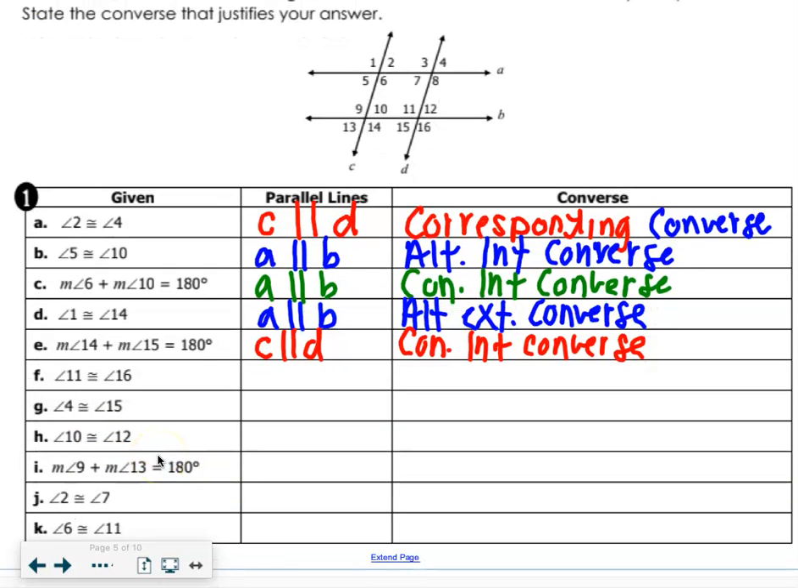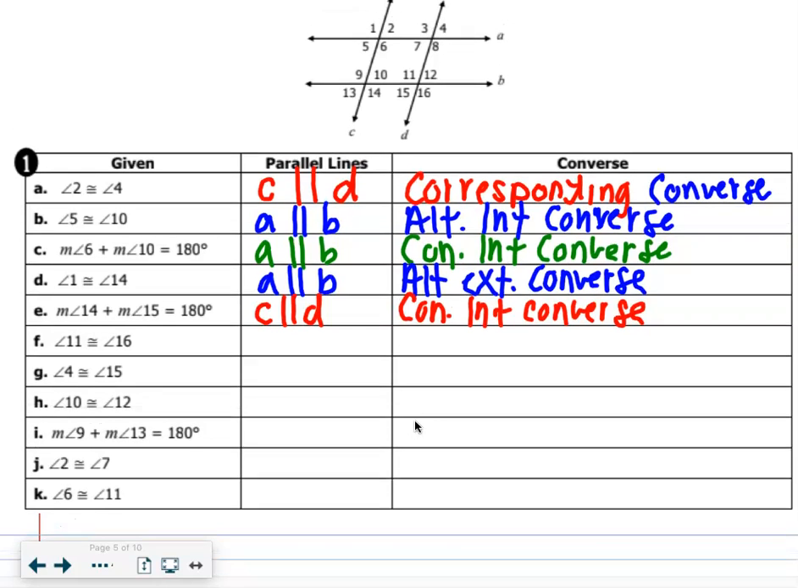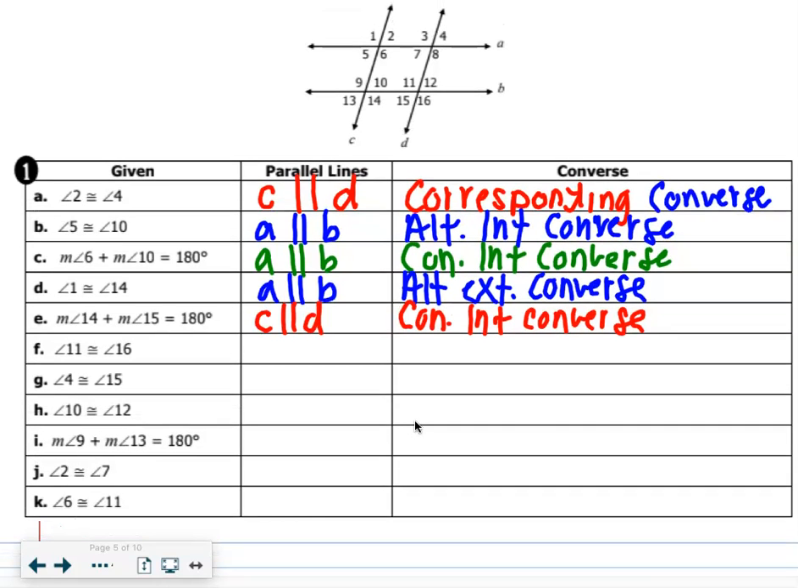What about angle 11 congruent to angle 16? Vertical converse. 11 and 16. They're vertical, but do vertical angles prove lines are parallel? No. So you're going to write no lines are parallel. Vertical angles don't prove anything. Okay, you guys try the next ones on your own. See how they go.